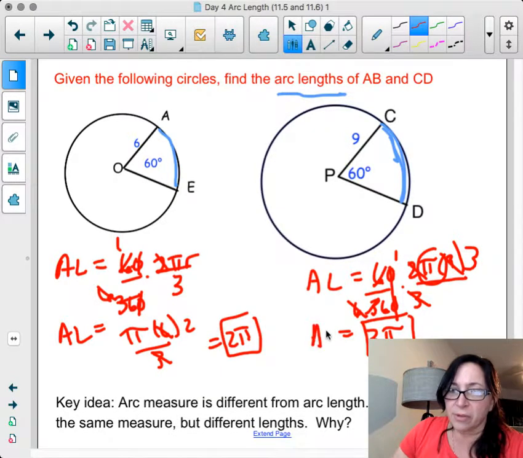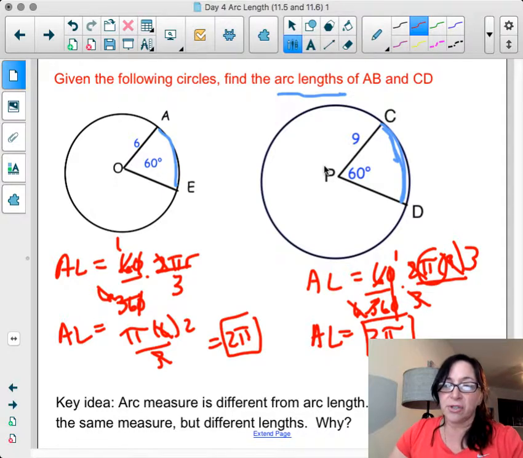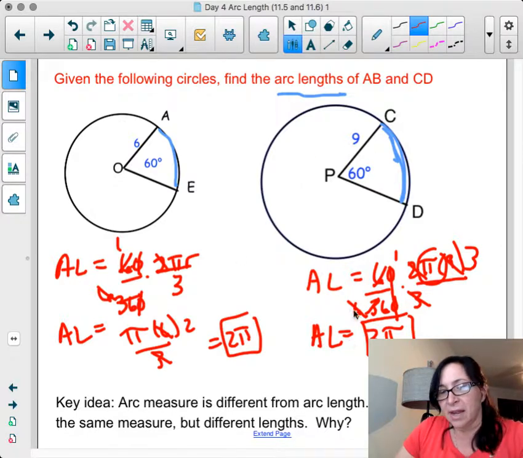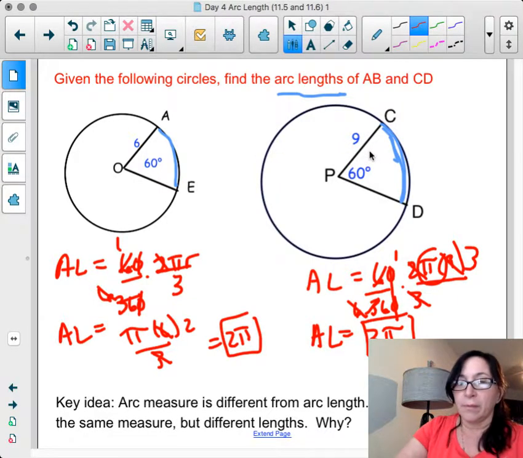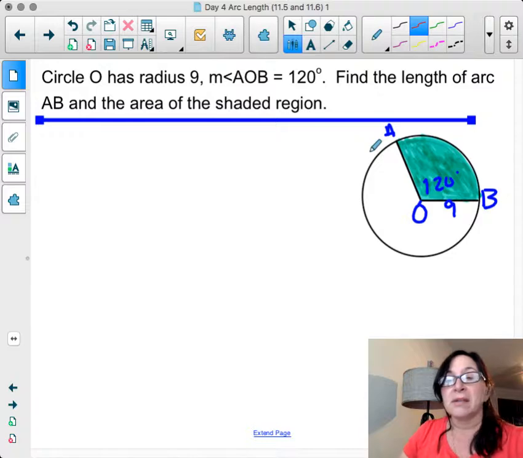Now, this just goes to show, again, just because the two central angles are the same doesn't mean my arc lengths are going to be the same. And as you just look at it, this one does look smaller than that because the radii are different lengths as well.